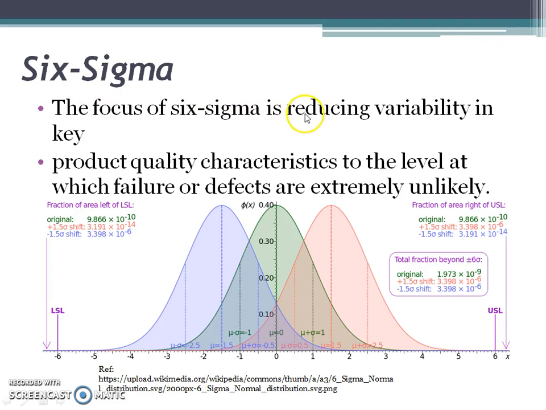The focus of Six Sigma is reducing the variability in the key parameters, so that the errors from the various parameters are minimized and the life or quality of a product is maximized. This standard is used so that product quality characteristics reach the level at which failure or defects are extremely unlikely. For this kind of product we can use Six Sigma.